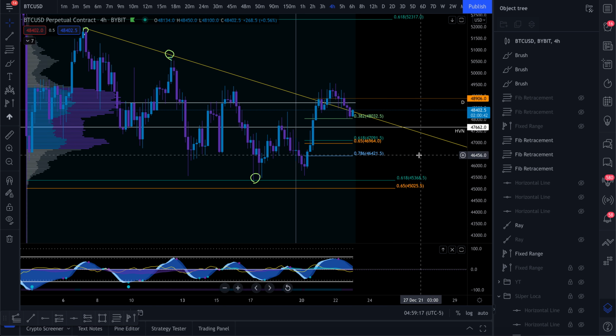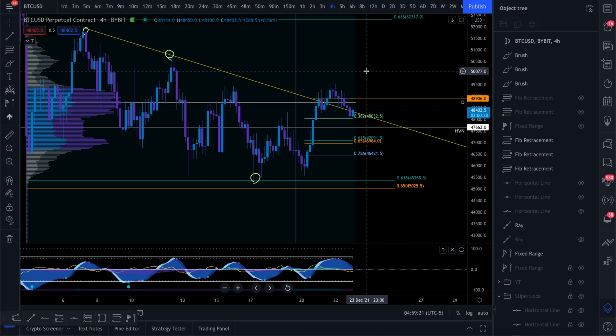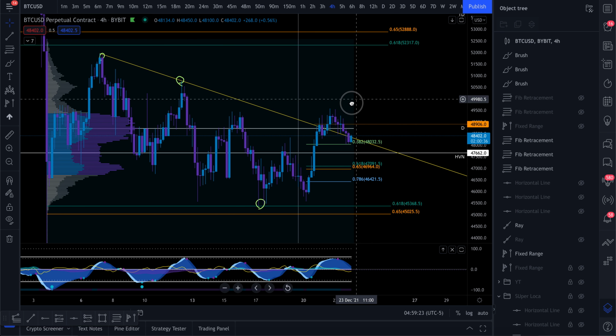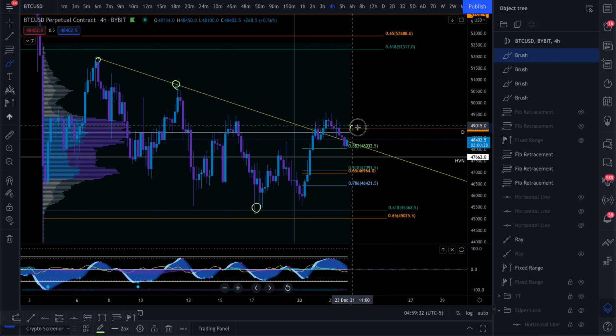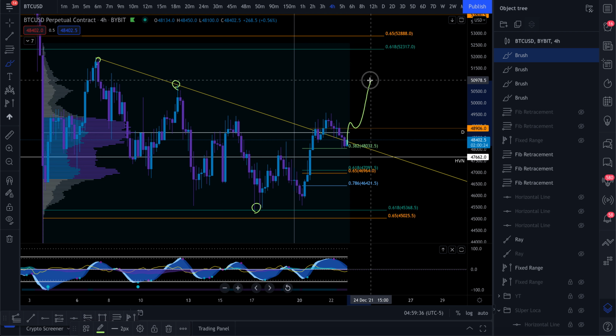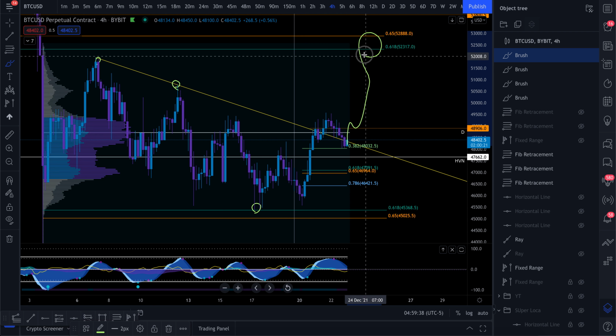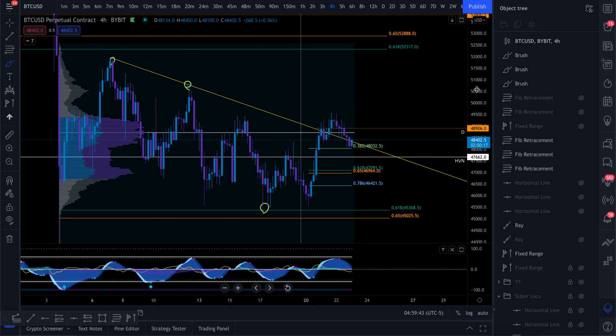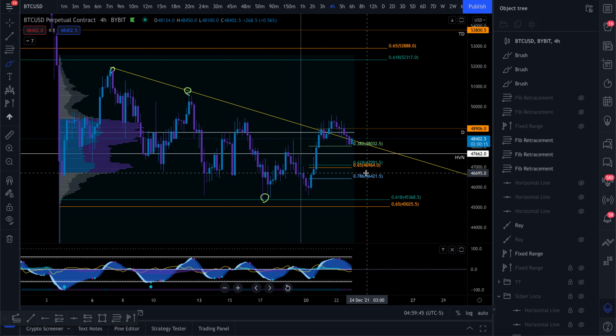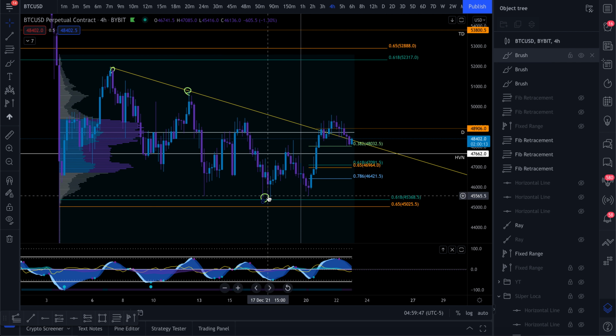Now, what about resistances right now? Well, we do have some local resistances up here, but I do believe that if we are able to break out of this and hold above this yellow trend line here and come back above the point of control, then I think the next major area of resistance that we have is going to be this golden pocket up here around $52,000 to $53,000. So these are the levels locally right here, guys.